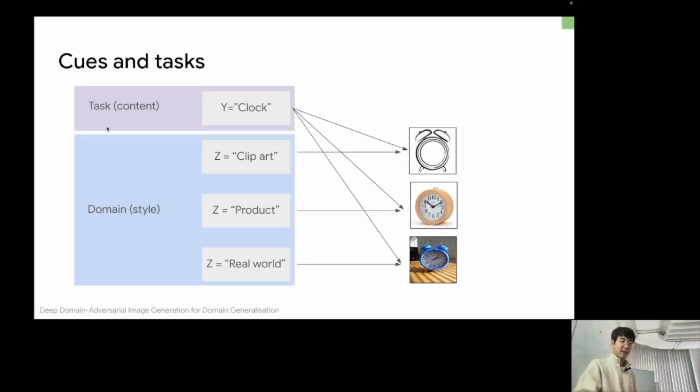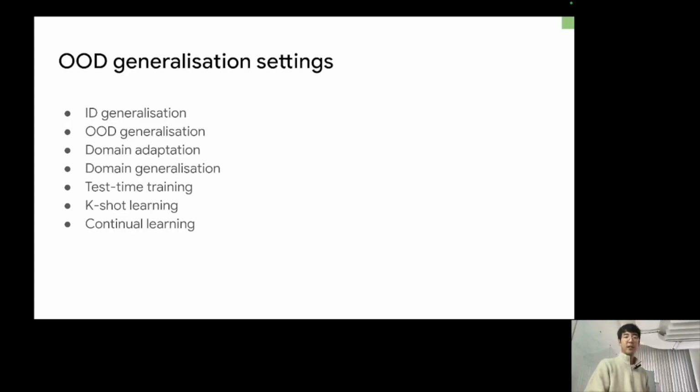So that's the task, and we can say the other factors are domains. People say style as well, but style may also be a task, so I don't use style as a terminology in this case. Okay, so that was it for the terminologies. Maybe let me go over the OD generalization settings. They can also be quite interesting.